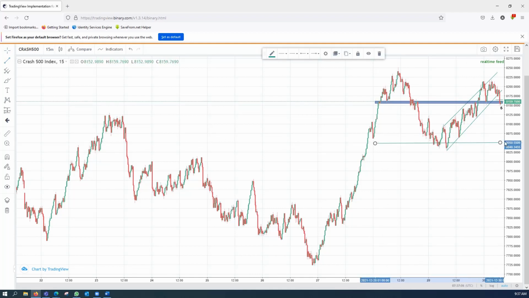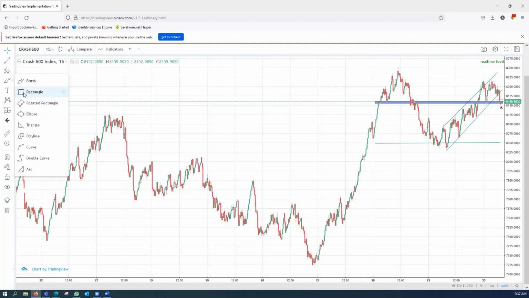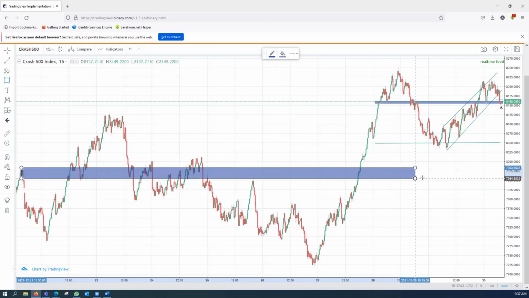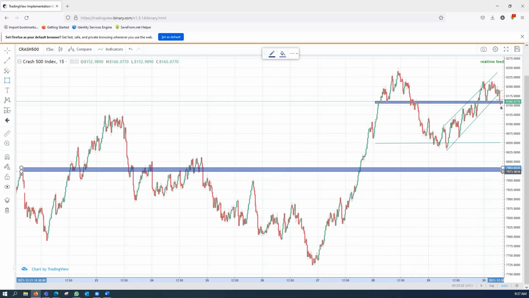This is going to be our first TP. And our second TP is going to be controlled by how the market has reacted here. So you can see it has been respecting this area, so this will become our second TP.